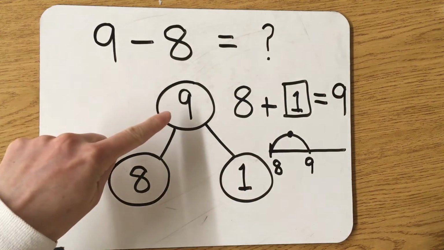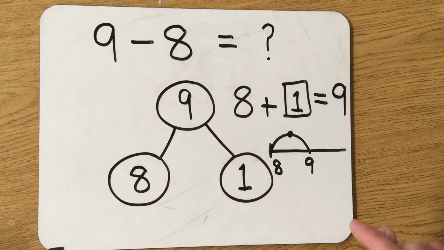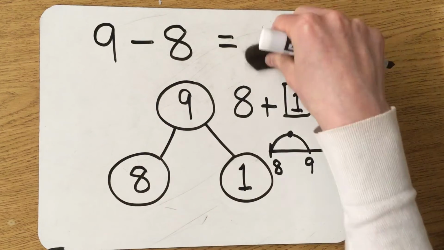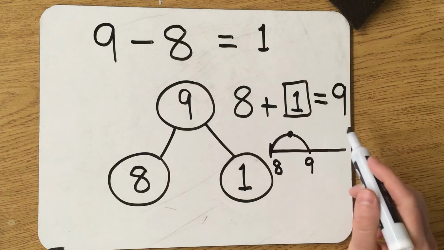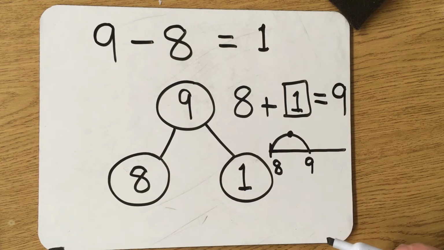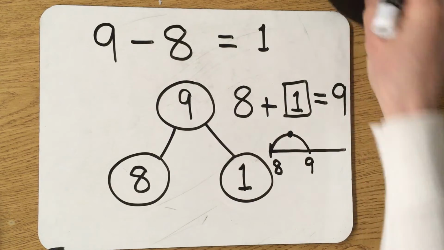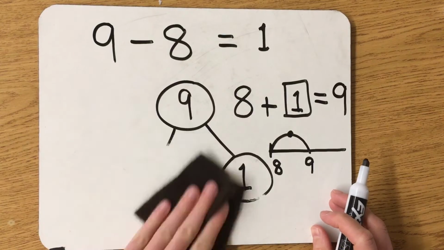Whole group, take away one of the parts, equals the other part. Now we know what the other part is. We used addition to help us determine the missing part. That helped us solve the subtraction equation. Let's try another example.